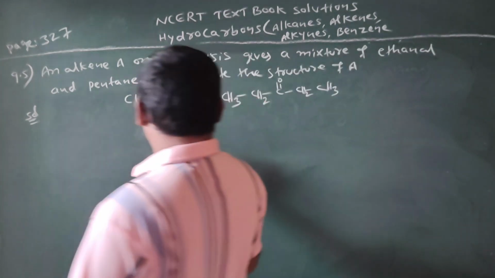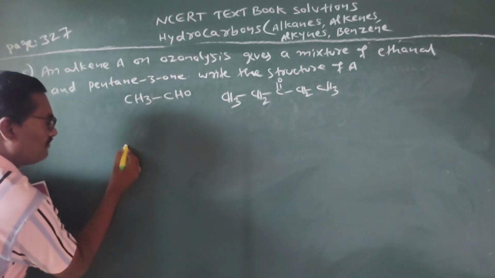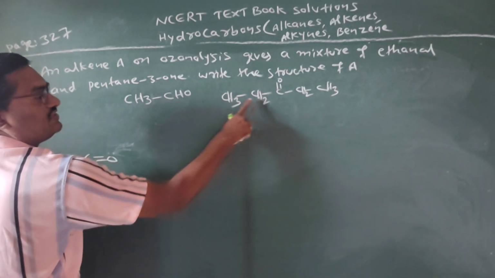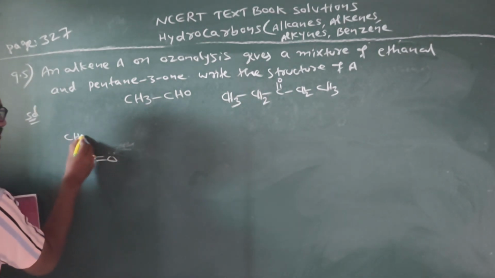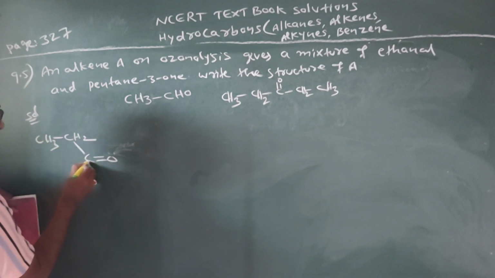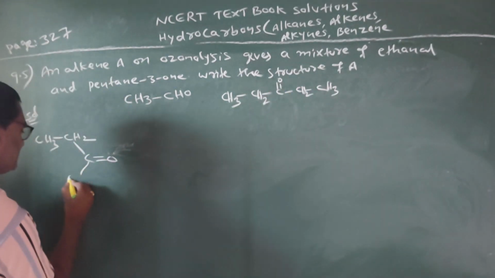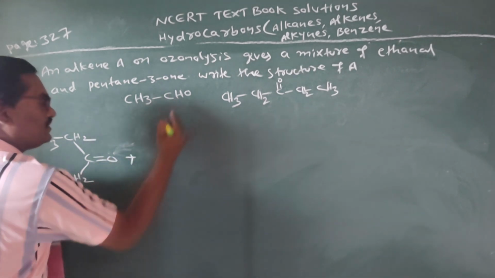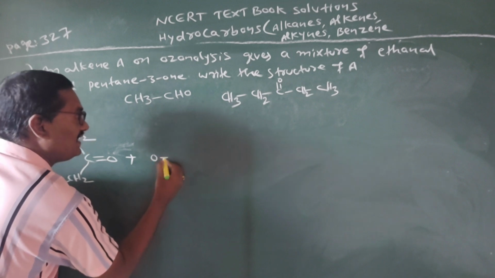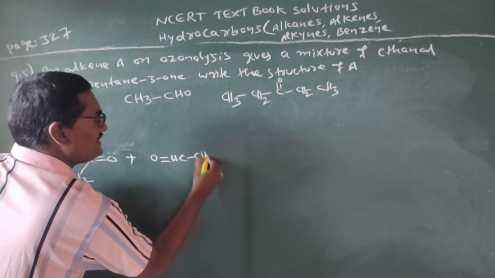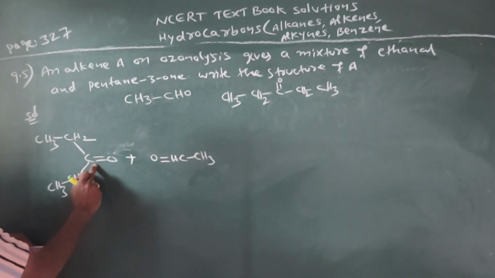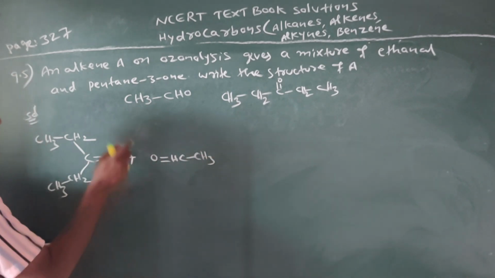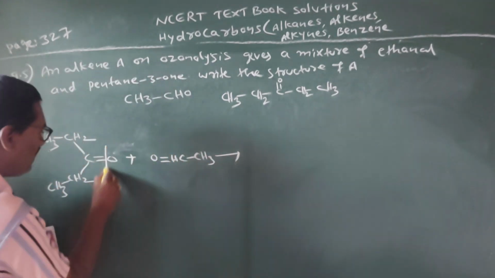So then written as: here is the central carbon, C double bond O, then CH2, CH3, and another CH2, CH3, plus ethanal. So first write oxygen, then double bond, HCCH3. In the first compound the oxygen is written on the right side, in the next compound the oxygen is written on the left side. Then we will remove the oxygen.